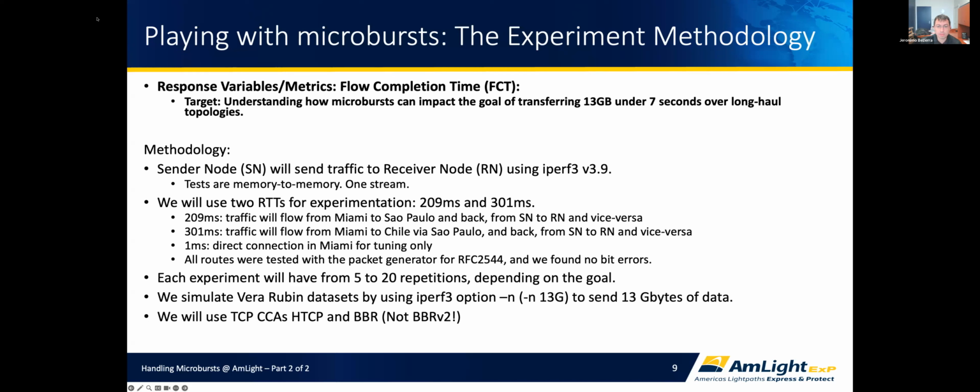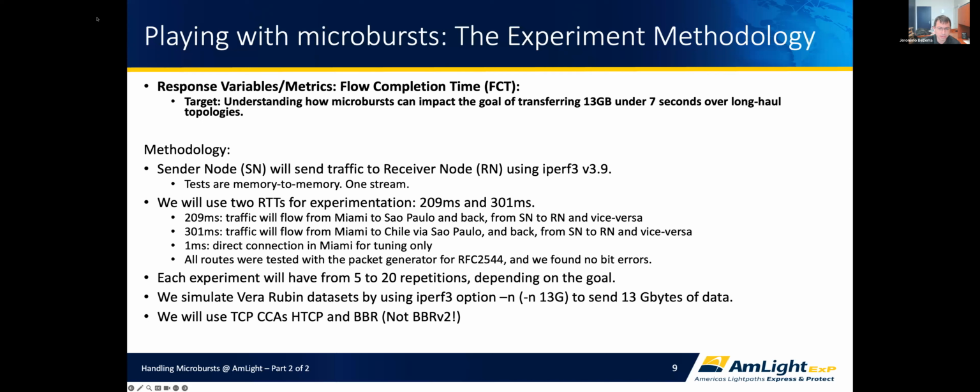And we tested everything using RFC 2544, which is for bit error rate. We ran the test for a couple of hours. There were no bit errors, which means that we're not supposed to expect retransmission because of the network, because of errors. If there's any retransmission, it will be because of buffer utilization, which is the part that we want to monitor with this experiment.